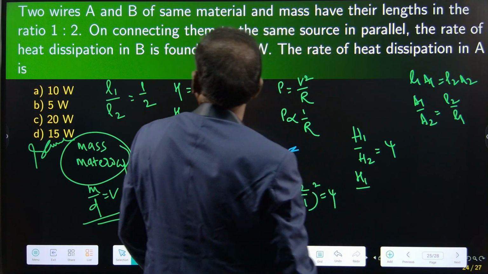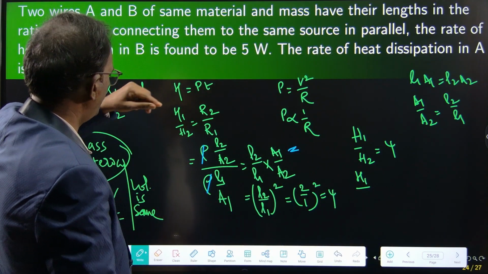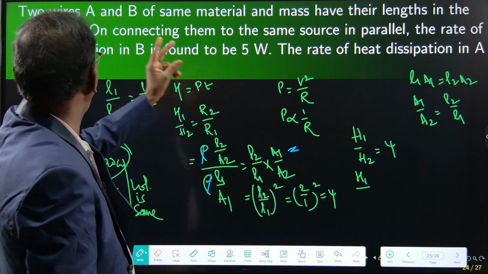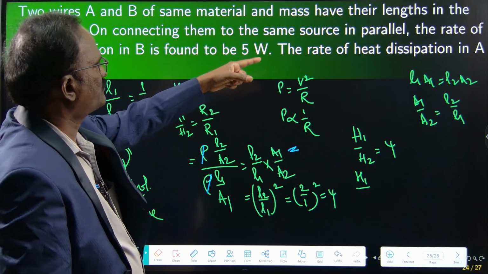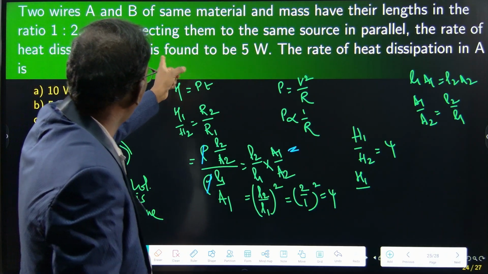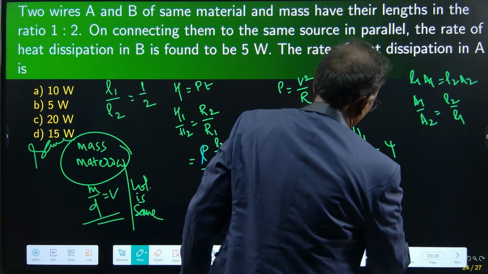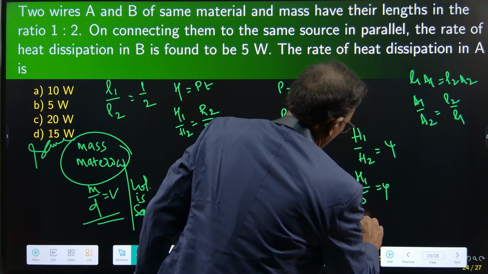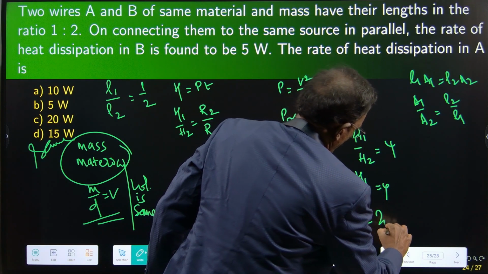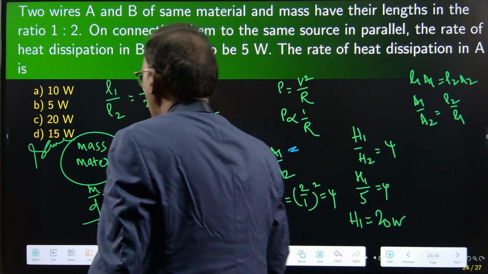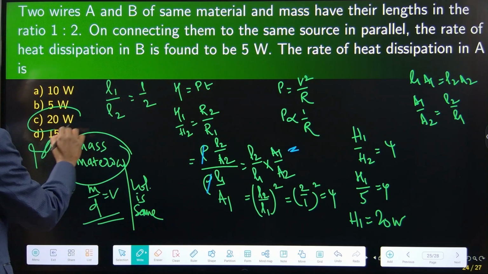H2 is given, I think. A and B, right: 1 is A, 2 is B. On connecting them to the same source in parallel, the rate of heat dissipation in B is found to be 5 watts. So H1 is 20 watts, for coil A, heater A, 20 watts is the answer.